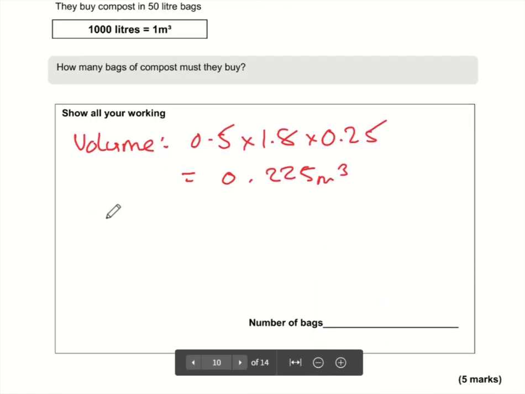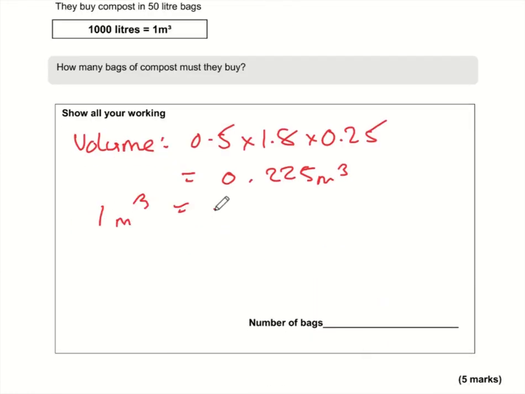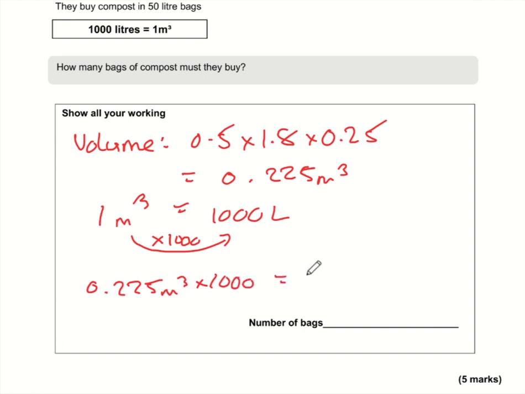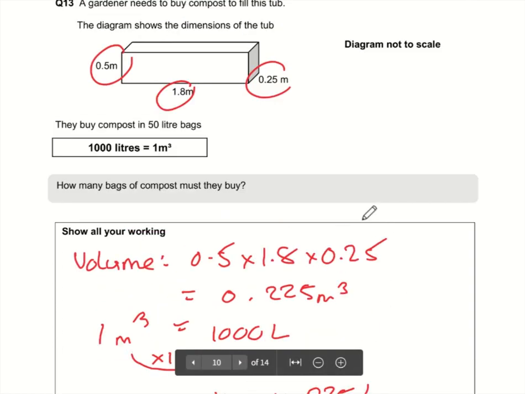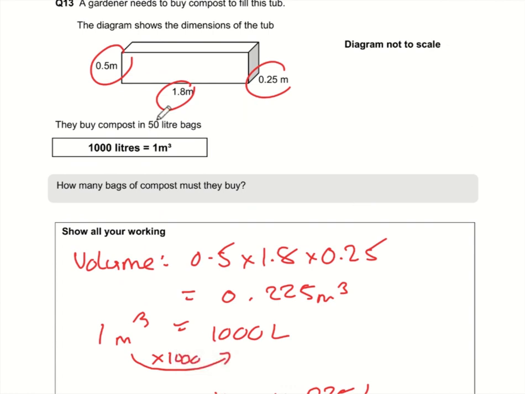And we know that 1 cubic meter is 1,000 litres. So when we're going from cubic meters to litres, we are multiplying by 1,000. So 0.225 cubic meters times by 1,000 is 225 litres. Okay, so we need 225 litres of compost, and it comes in 50 litre bags.